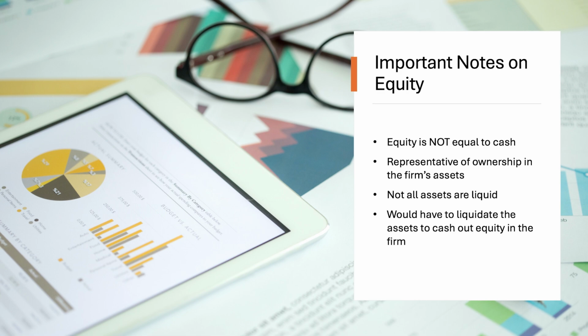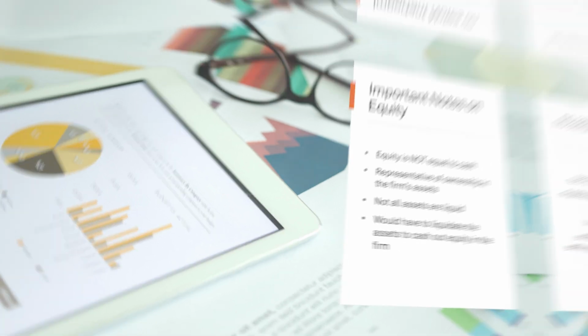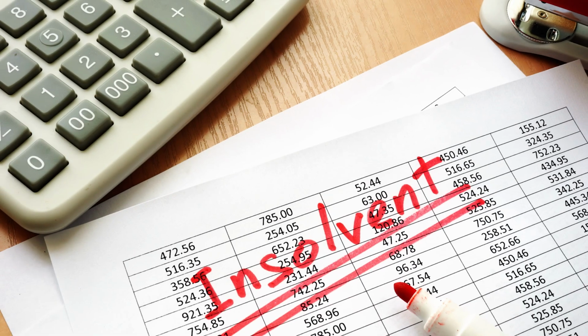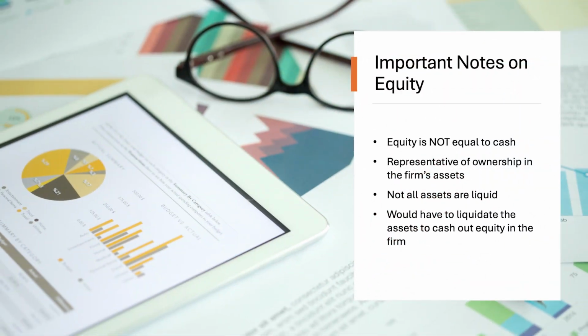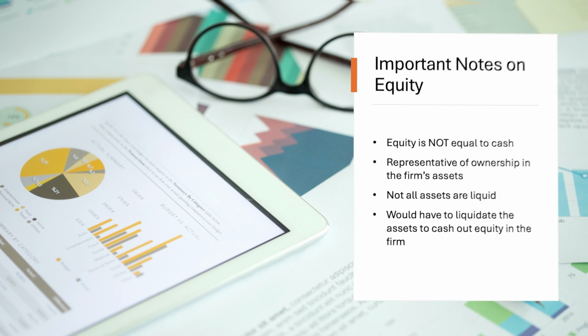Note that equity can be positive, negative, or zero. Negative equity means you owe more than you own, a situation called being insolvent. Equity increases when you add capital or generate profits, and it decreases when you withdraw money or incur losses.